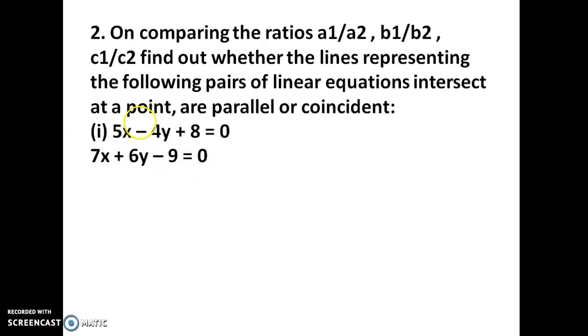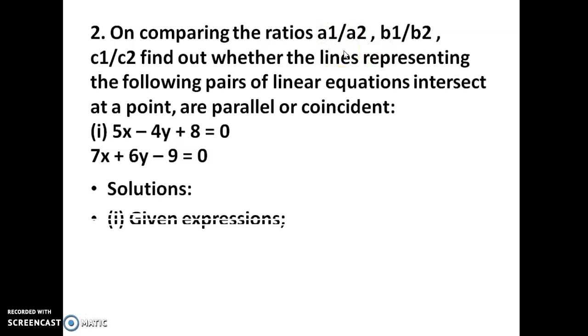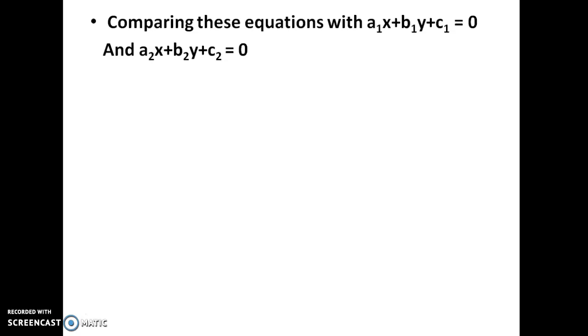So this is the first subdivision. Linear equation is given. We have to find out this ratio. So solution, given expressions. Okay, so given expressions you should write. Then comparing these equations with a1x plus b1y plus c1 equal to 0. Okay, and this is the second expression.